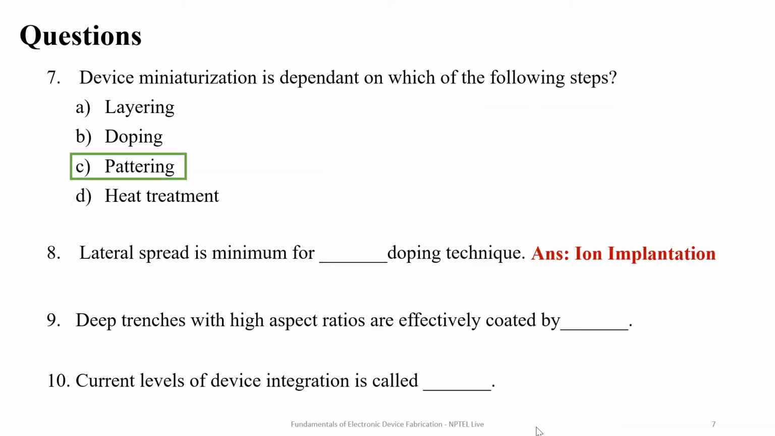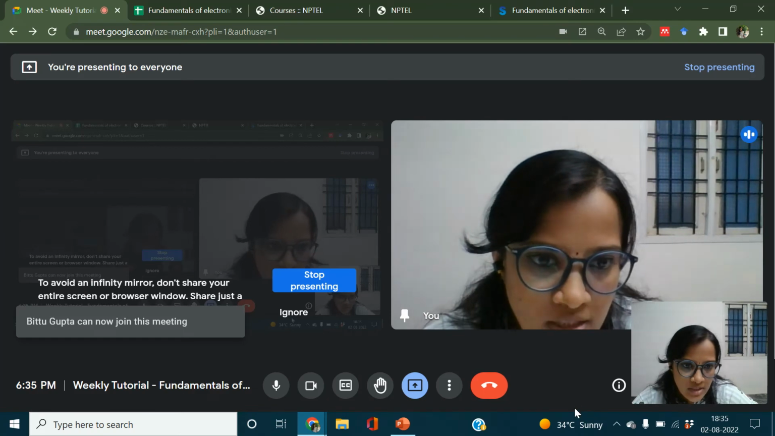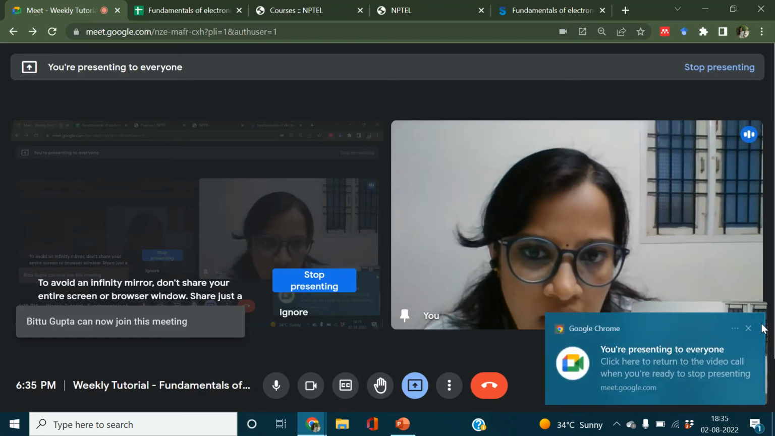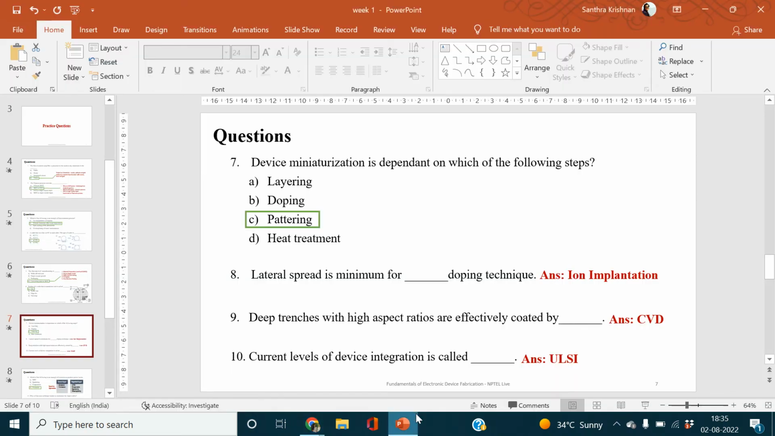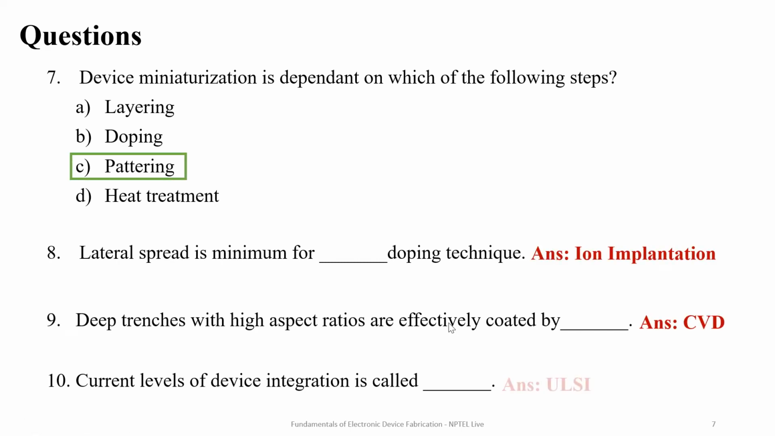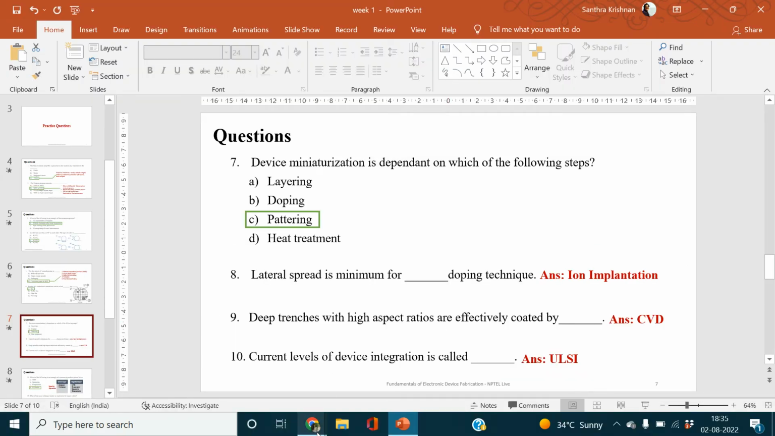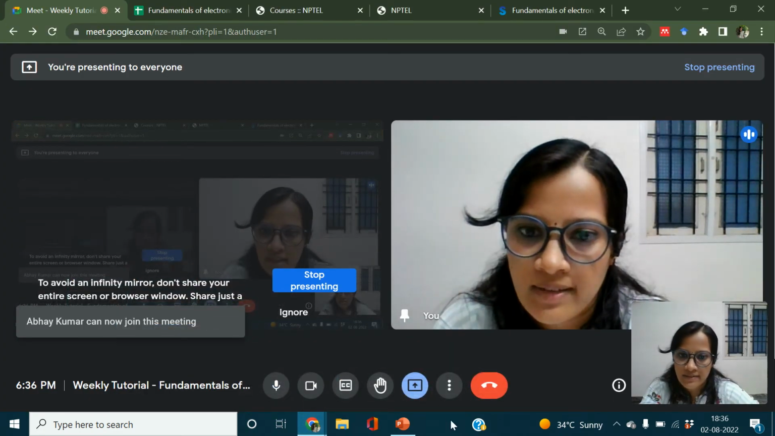Anybody else? I think somebody has written something in the chat box. This is a live session, so you can actually ask your doubts. That would be better, I guess. The person who posted, can you please unmute and speak? Nobody's responding. I guess nobody has any more questions then.